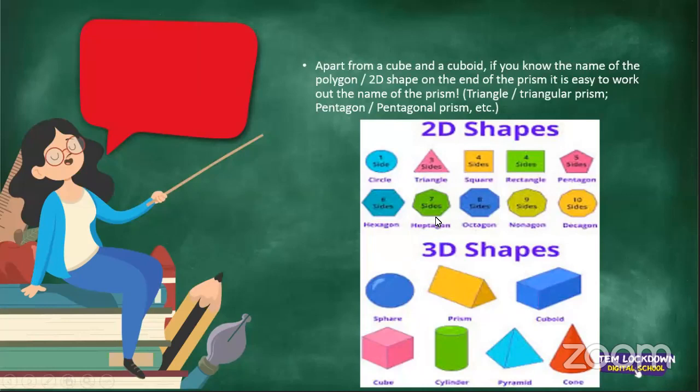We have a heptagon. It has seven sides. We have an octagon, eight sides. This is how you count the sides: 1, 2, 3, 4, 5, 6, 7, 8. We have a nonagon here, 9 sides, and a decagon, 10 sides. These are all your 2D shapes. At the bottom, we are looking at 3D shapes, what we call three-dimensional shapes.